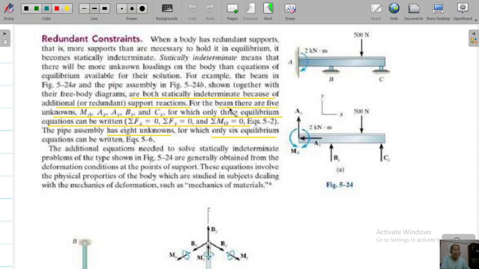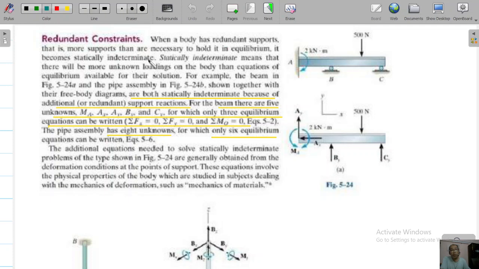Let's start with a very important topic as far as our reasoning concepts of statics is concerned. This topic is redundant constraints and improper constraints. Whenever a body has redundant supports, that is, more supports than are necessary to hold it in equilibrium position, it is called a statically indeterminate case.